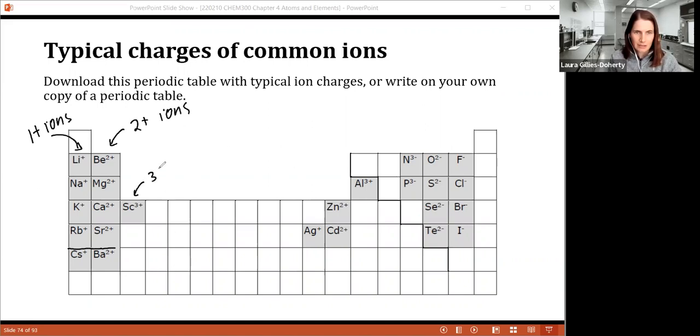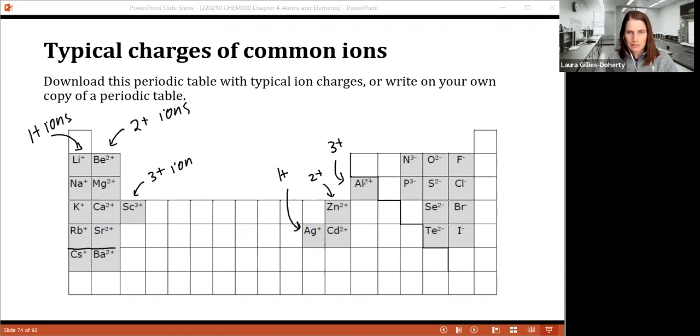Scandium right there likes to make a 3+ ion. And then you jump all the way over to aluminum. Aluminum likes to make a 3+ ion. Zinc and cadmium, they like to make 2+ ions. And then silver likes to make a 1+ ion.